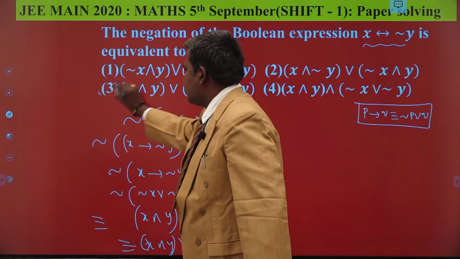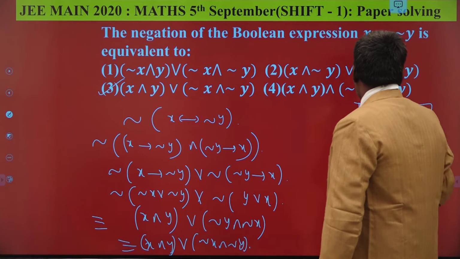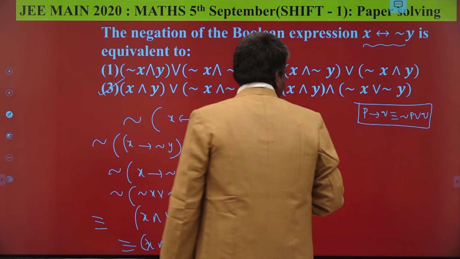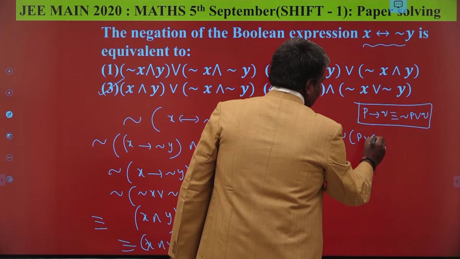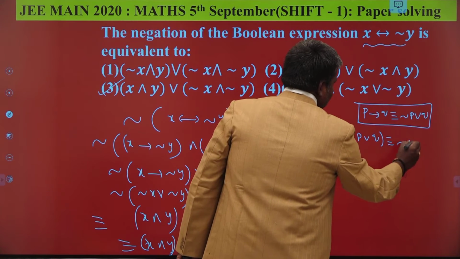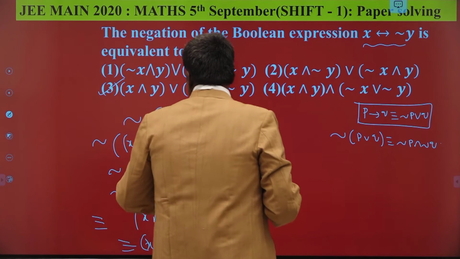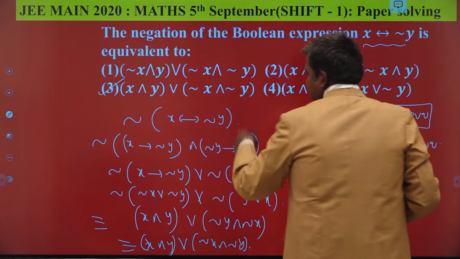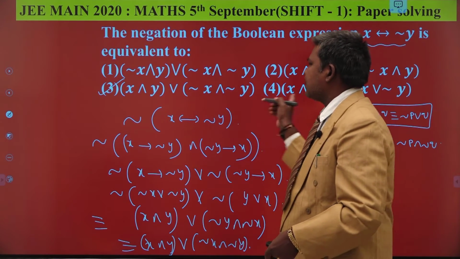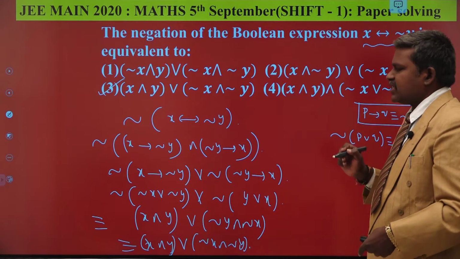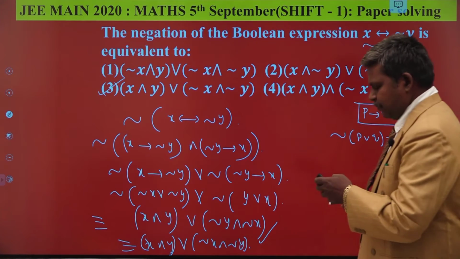So, third option. Just by using the formula, P implies Q is equivalent to negation of P or Q, which is one property. Negation of P or Q, by De Morgan's law, is negation of P and negation of Q, which is another formula. By applying these two formulas, we can easily find the given expression in terms of x and y, or negation of x or negation of y, is your answer. Okay.